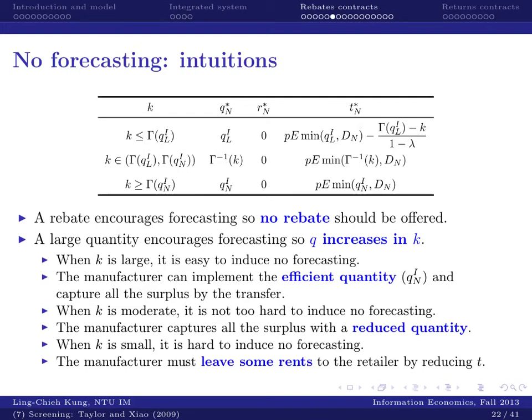And this is the only case where the manufacturer needs to leave some rent to the retailer. The retailer prefers to have a low forecasting cost, especially when the manufacturer wants him not to do forecasting. Because the cost is so low, the manufacturer needs to give the retailer some rent, and that's done by reducing T. So if we make this part clearer, it will be something like this. This is your K. You have two thresholds, and your quantity would be something like this. I'm not saying this part is a linear function, but anyway, you know this part is increasing.